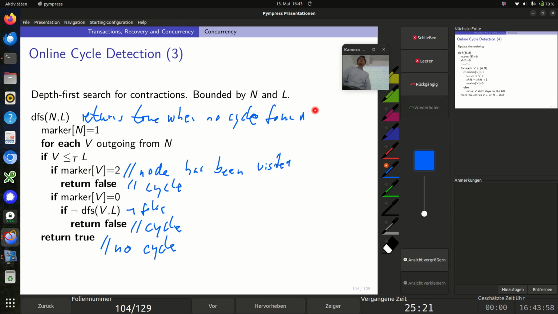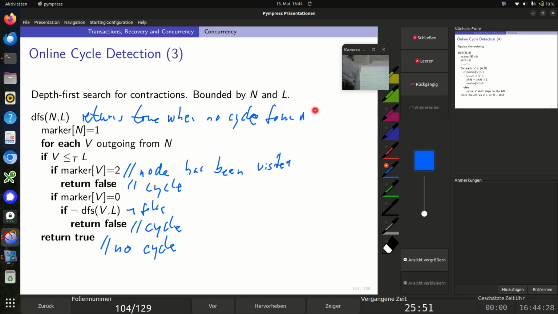So that's actually the algorithm and the meaning of the algorithm. It returns true when no cycle has been found, and it returns false when a cycle has been found. So it returns false when visiting a node that already has been visited. The idea is to apply this to a wait-for graph and we find cycles and then we can eliminate any cycle. So that's the idea.